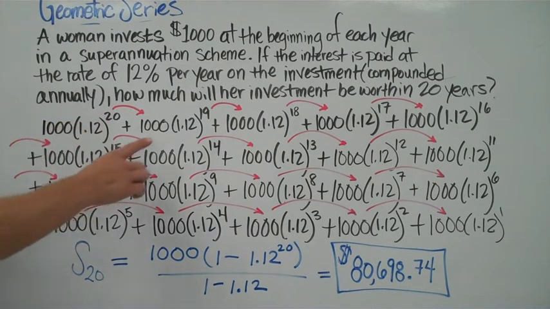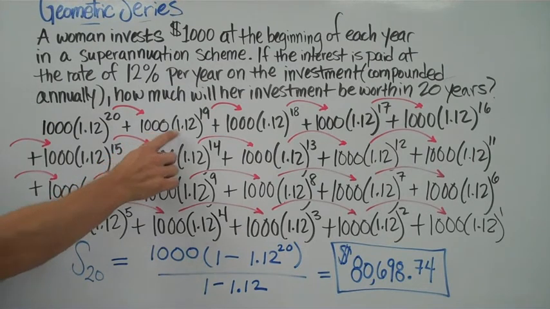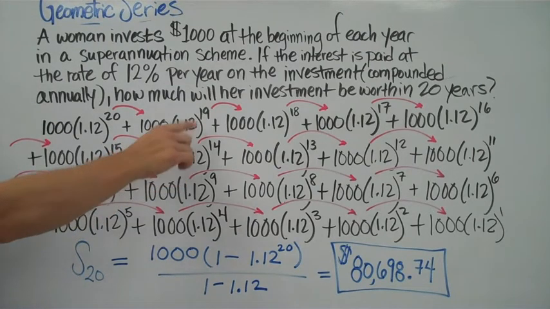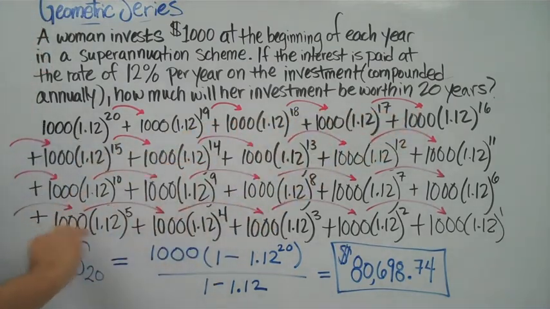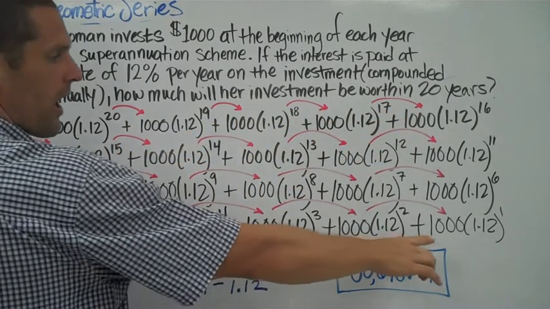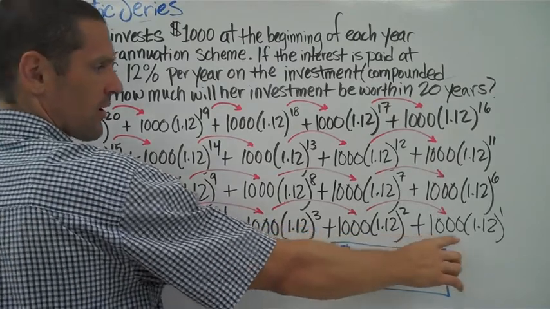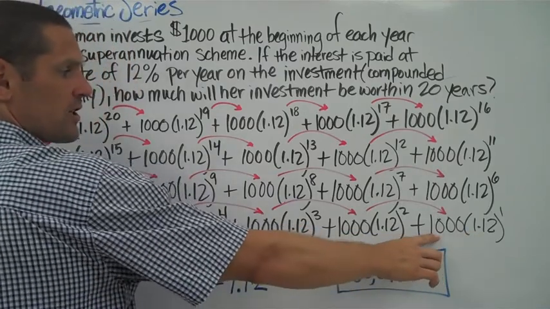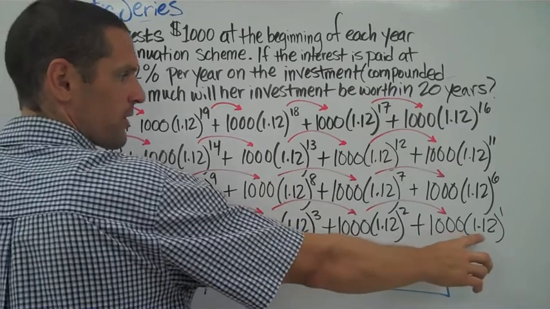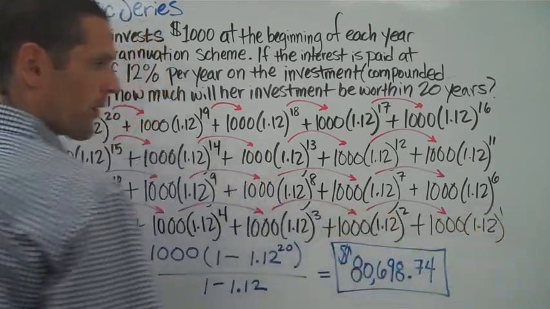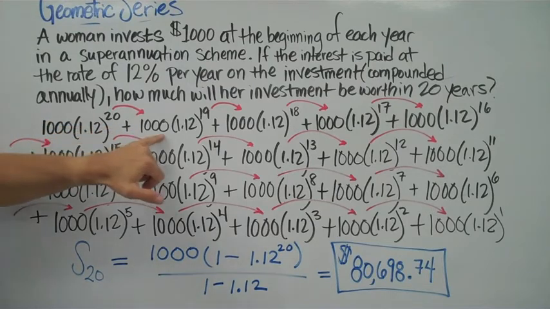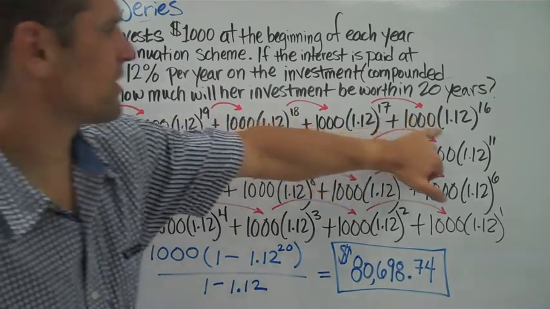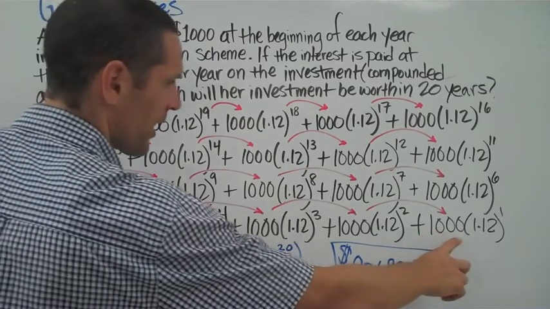This is what happened 19 years ago. She invested $1,000 at 12% interest, and she gets that 19 times, etc., all the way down the line until we come to a year ago, where she invested $1,000. Say she invested this on January 1st, and now it's December 31st. She's gotten one whole year of investing. So she got this year, this year, all the way down until she got this year.